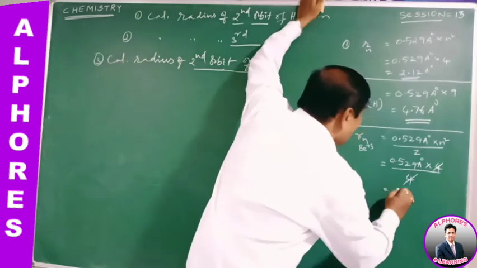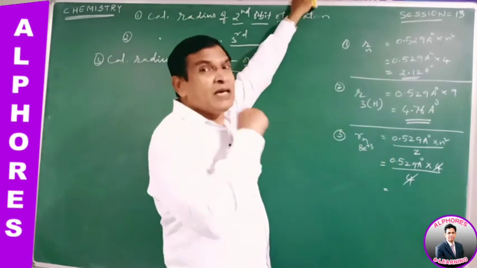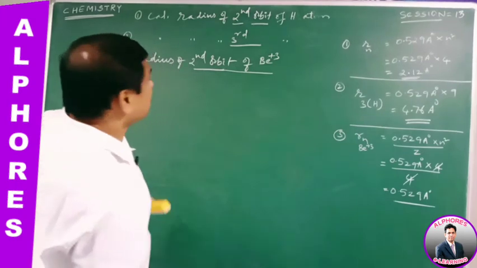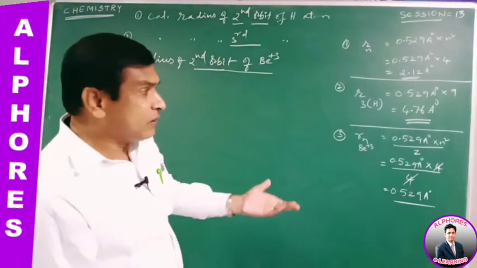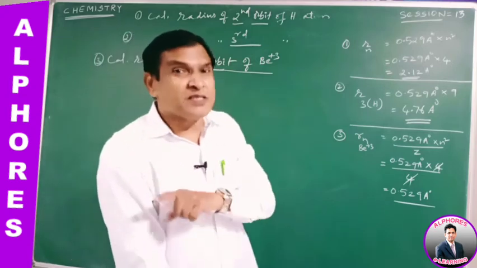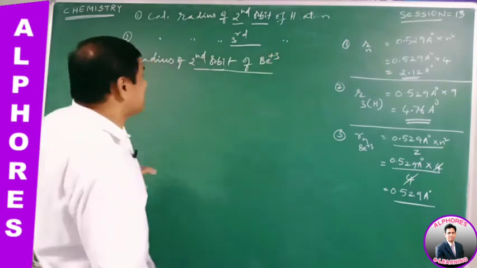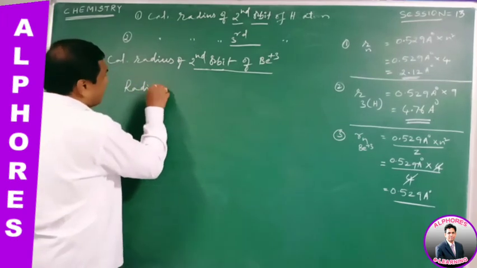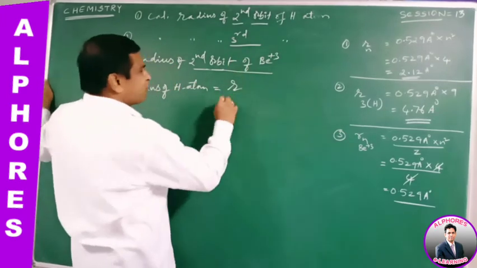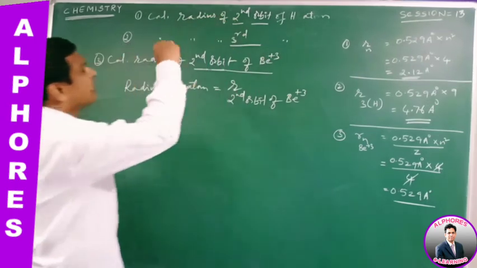Therefore the radius of the second orbit of beryllium plus 3 is equal to the first orbit radius of the hydrogen atom, that is 0.529 angstroms. We can also expect a question like this: the radius of the hydrogen atom is equal to the radius of which species? Options you will find. The answer is that the radius of the hydrogen atom is equal to the radius of the second orbit of beryllium plus 3. Done. You got it?